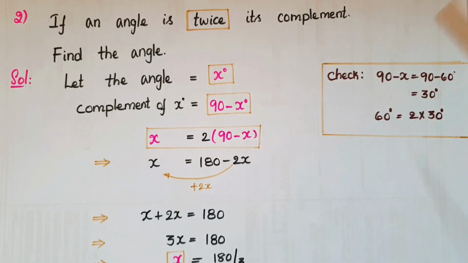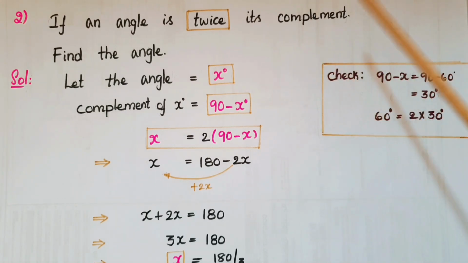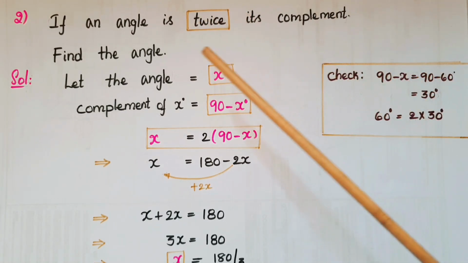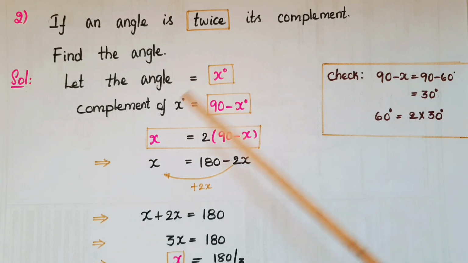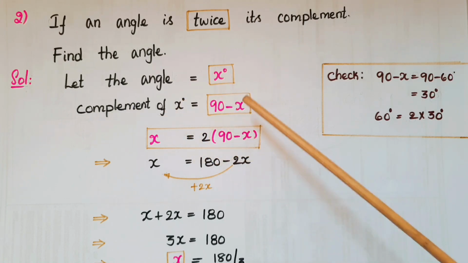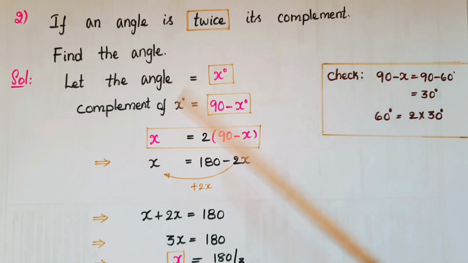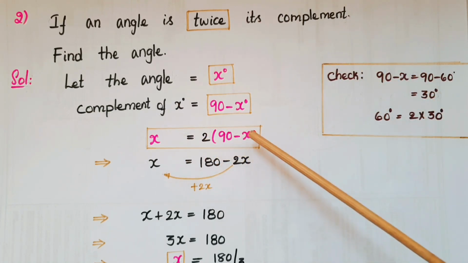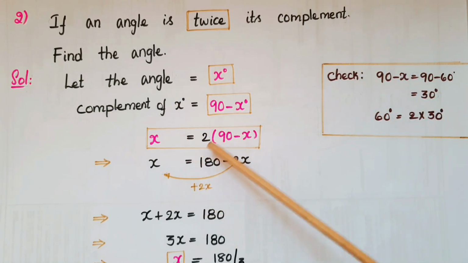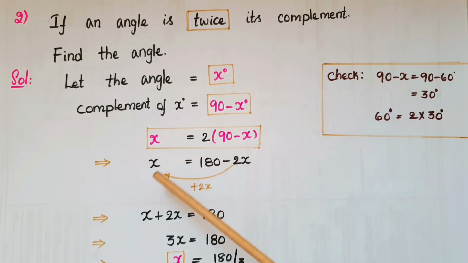This is another example. If an angle is twice its complement, find the angle. So let the angle be x degrees, then the complement of x degrees is 90 minus x degrees. So here the angle is twice its complement. So x is equal to 2 times (90 minus x). So x is equal to 2 into 90, that is 180 minus 2x. So 2x plus x is 3x. 3x is equal to 180.